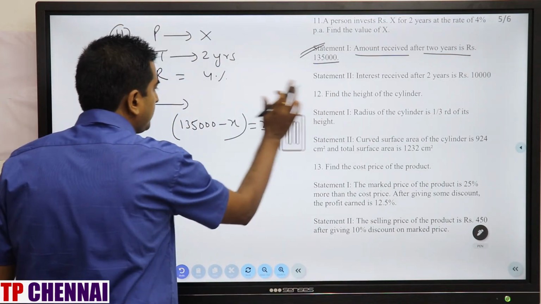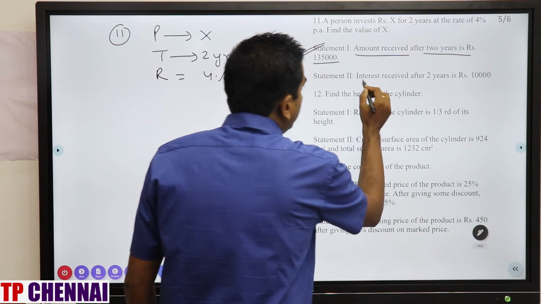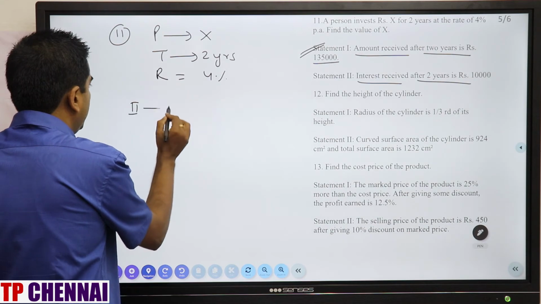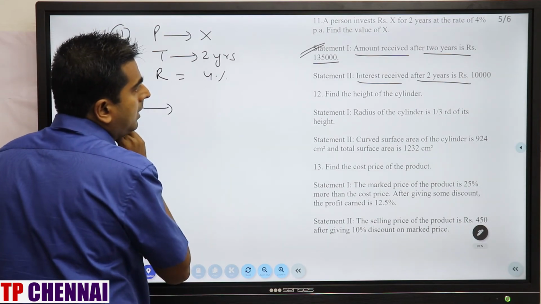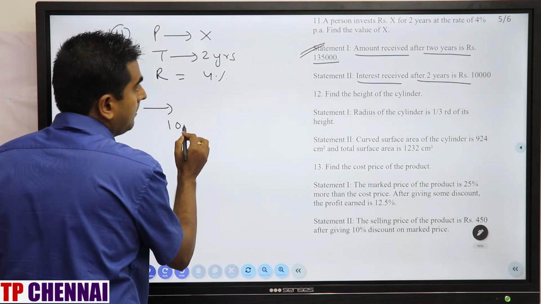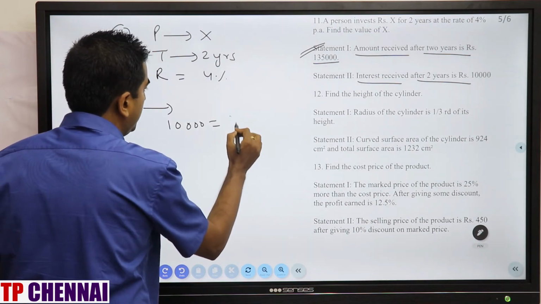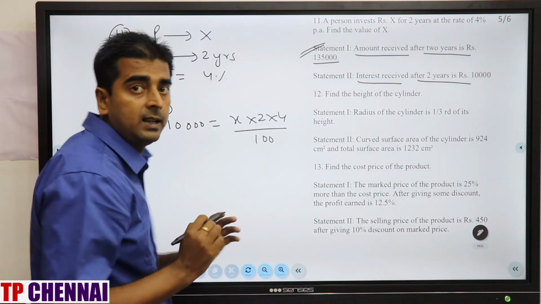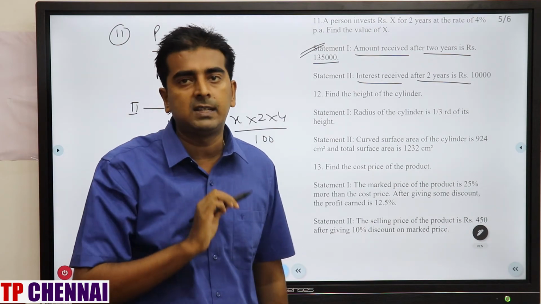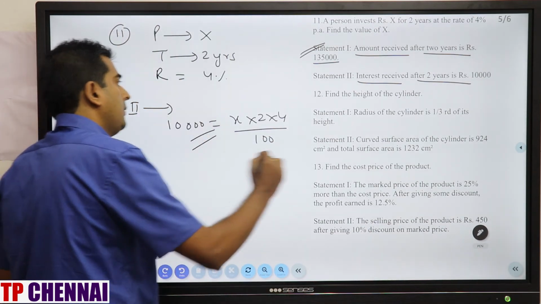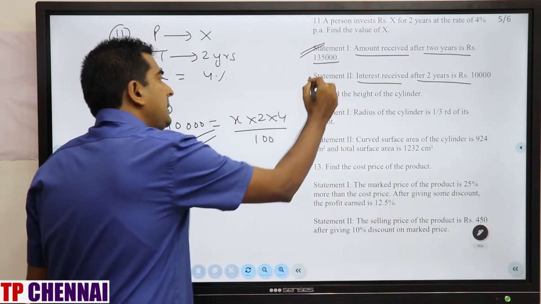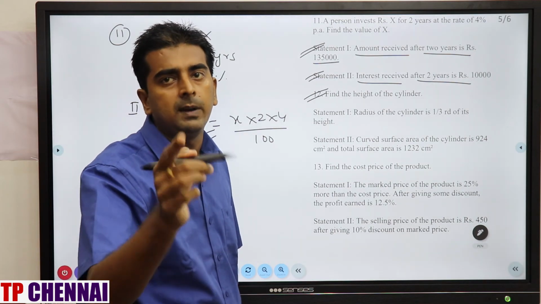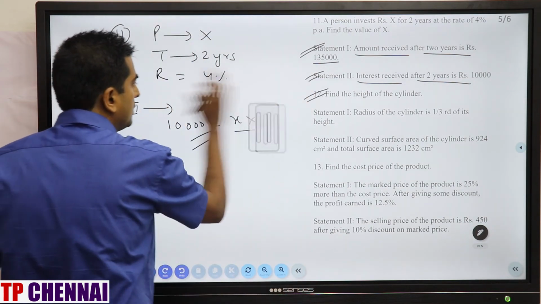Come to the next one. Statement 2: Interest received after 2 years is rupees 10,000. So again from this, SI is amount minus principal, or interest received, so 10,000, is principal X into 2 into R divided by 100. Why is R common? Because that is the given data which will be applicable for both statements. From this also I am able to get the value of X. That means statement 2 alone is sufficient to get the answer. So my answer will be either statement 1 alone or statement 2 alone. Clear? Now we'll see question number 12.